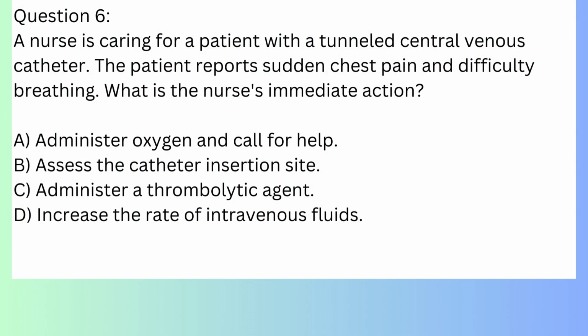Question 6. A nurse is caring for a patient with a tunneled central venous catheter. The patient reports sudden chest pain and difficulty breathing. What is the nurse's immediate action? A. Administer oxygen and call for help. B. Assess the catheter insertion site. C. Administer a thrombolytic agent. D. Increase the rate of intravenous fluids.